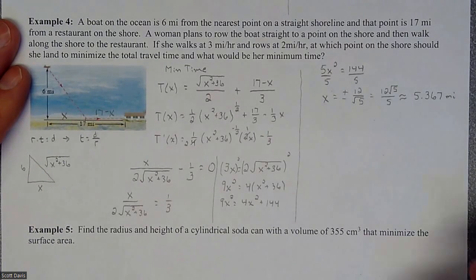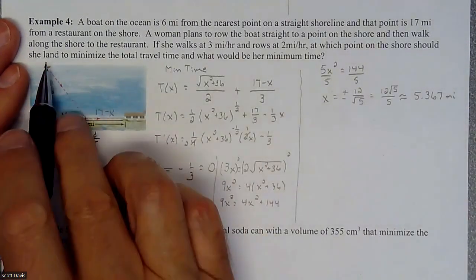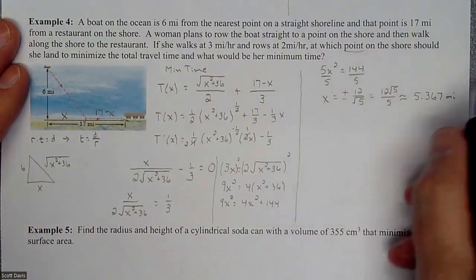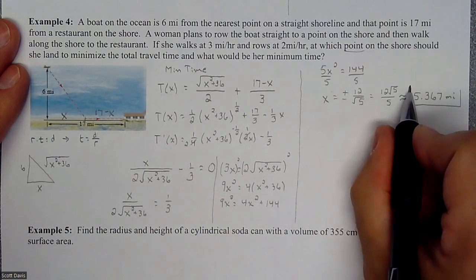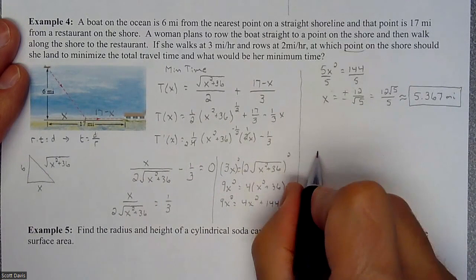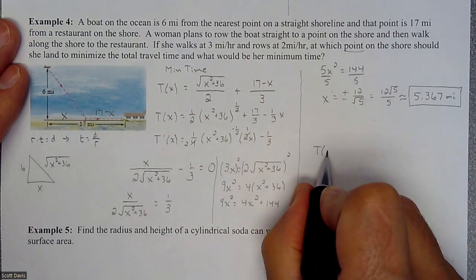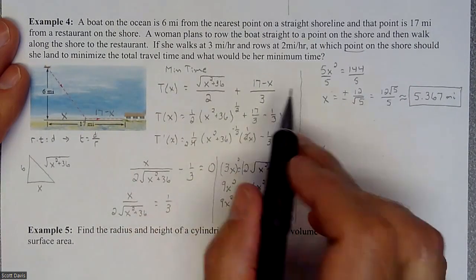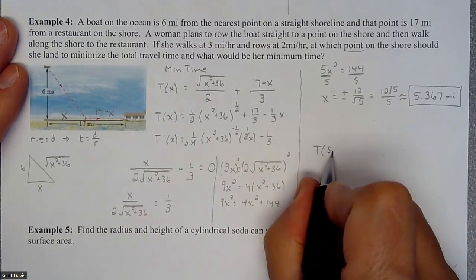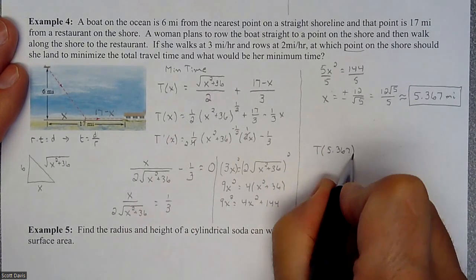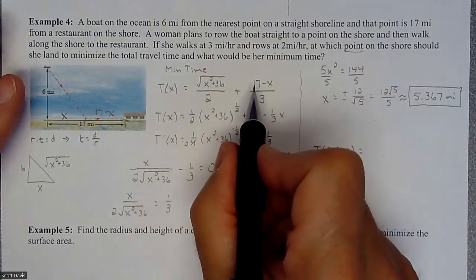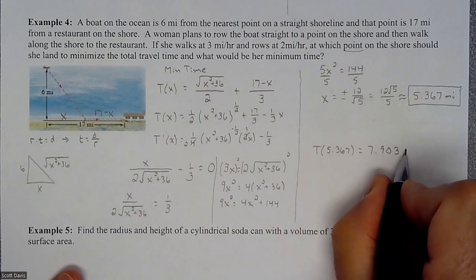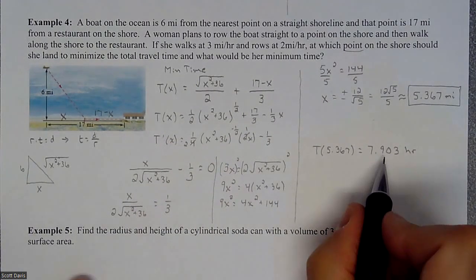So how much time does it take? Because we're looking to answer what would be her minimum time and at what point on the shore. So she's looking for that point down the shore. Remember, we have this time equation and it's all based on what distance down the shore we're going. And so if I take this value, 5.367, and plug it into this equation, it would be roughly 7.903 hours. Right, so almost 8 hours.